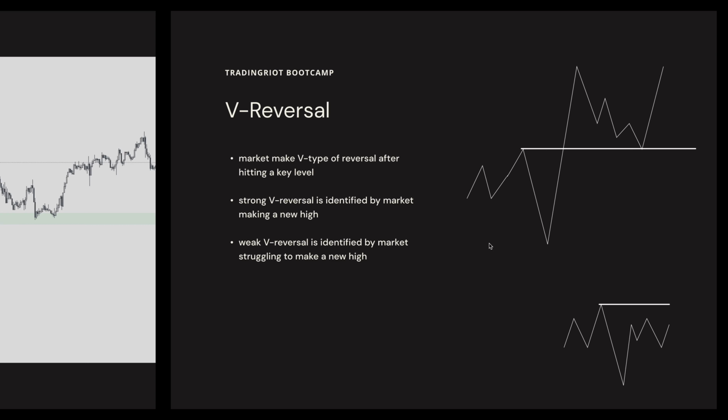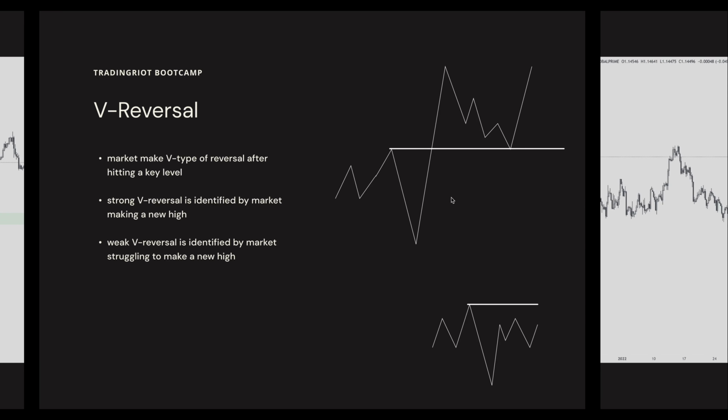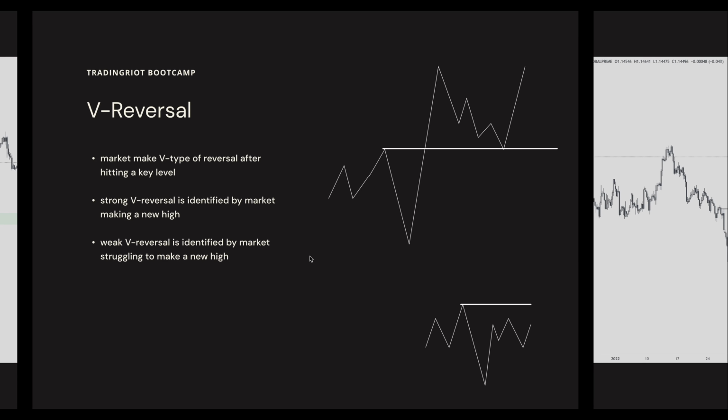V reversals usually happen when markets hit any sort of a key level, and it's just a signal of a large pickup of buying and selling at the level. What they look like, market will make a sharp sell-off, but instead of any sort of continuation, it will be just quickly back up. This often happens in crypto, but also in any other markets, and there are two types of V-shaped reversals you should be paying attention to.